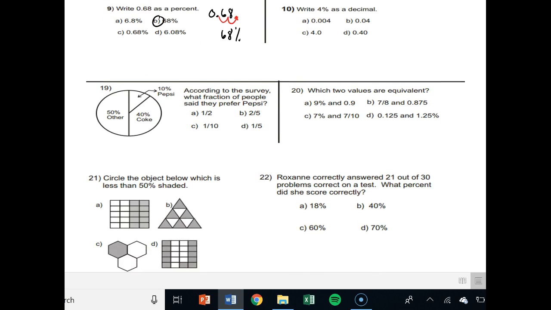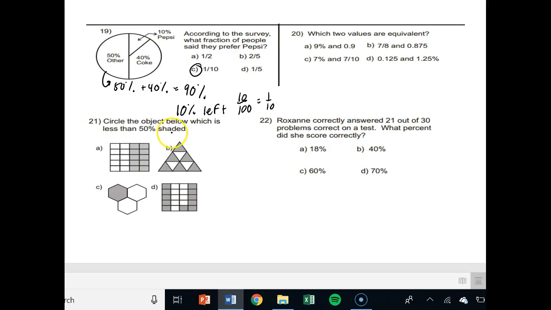Number 19, it says according to the survey, what fraction of people say they prefer Pepsi? Well, I know that 50% say other. 40% said Coke, so that means 90% of the circle is taken up. We know the circle has to add up to 100%, so that means there's 10% left. So basically, what is 10% as a fraction? Well, it's 10 over 100, which as you simplify, it should be 1/10, right? So C.